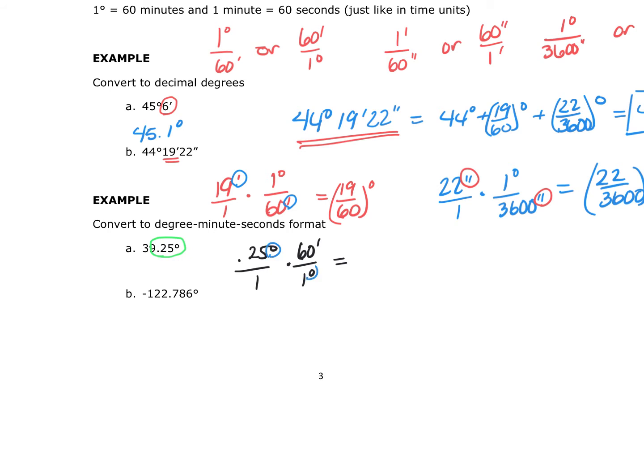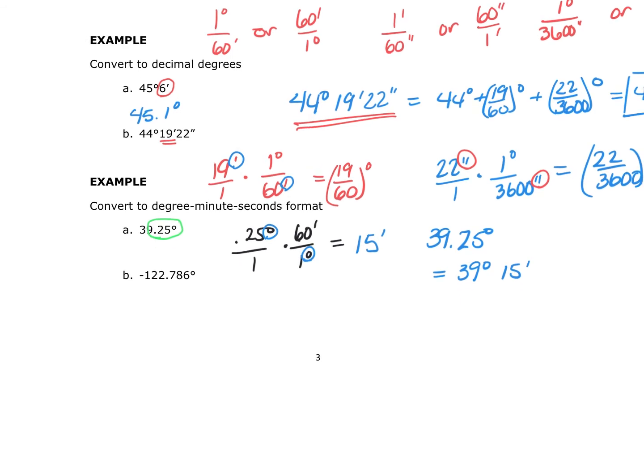My degrees will cancel. So I have 0.25 times 60, and I get 15 minutes. So 39.25 degrees is the same thing as 39 degrees and 15 minutes. And that's it. Now let's take a look at my next example here.